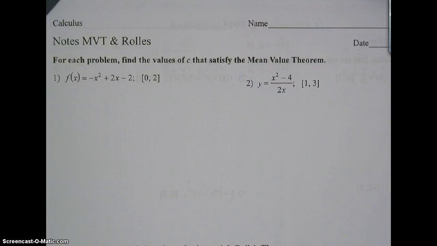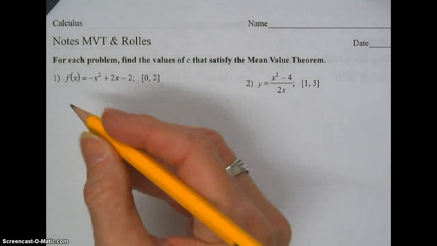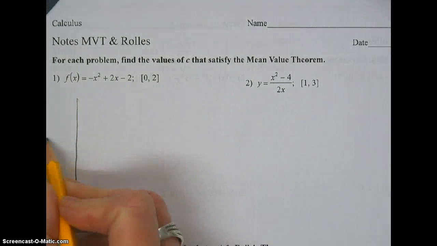Okay, as we discussed in class, we have two theorems that work hand in hand: the mean value theorem and Rolle's theorem. In these first two examples, I'm going to work through the mean value theorem, and then Rolle's theorem we'll do with 3, 4, and 5.